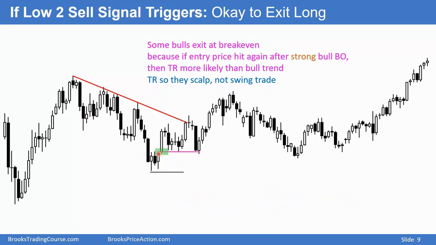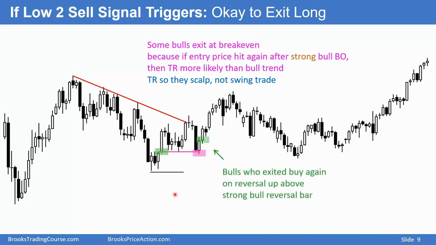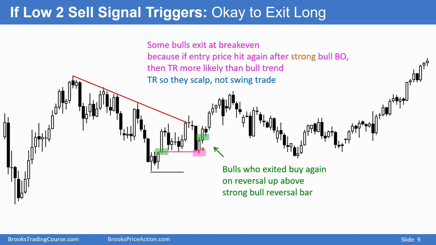Again, if it comes back to your entry price a second time, the odds are you're going to be in a trading range and not a bull trend. And in a trading range, you want to be scalping, not swing trading. Reasonable to get out here on the break below this low and the test of the original entry price. But if you did exit, as I said, it's reasonable to buy again above a good bull bar because now you have a double bottom higher low and possibly you'll get a breakout above the neckline and rally for a measured move up. So double bottom this low, and neckline here.